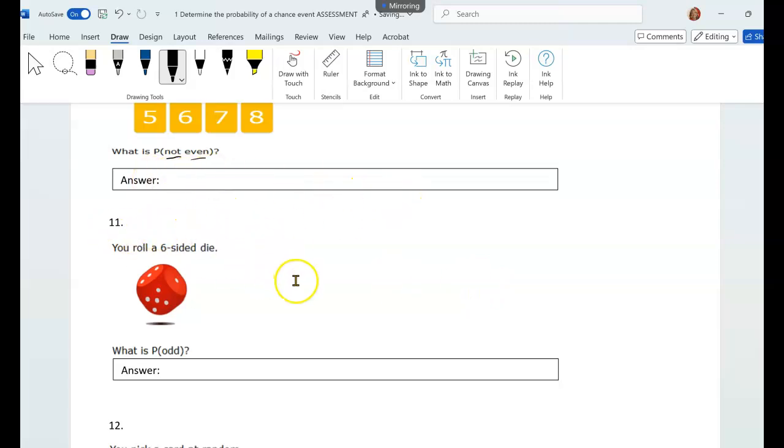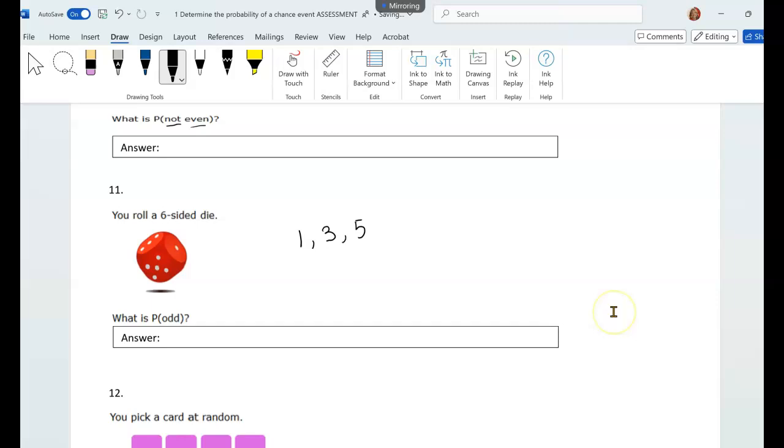Number 11, you roll a 6-sided die. What is the probability of you rolling an odd number? The odd numbers are 1, 3, and 5 on a die.